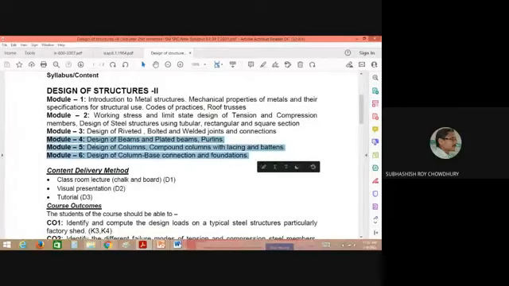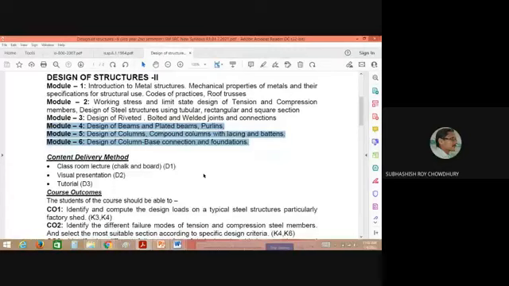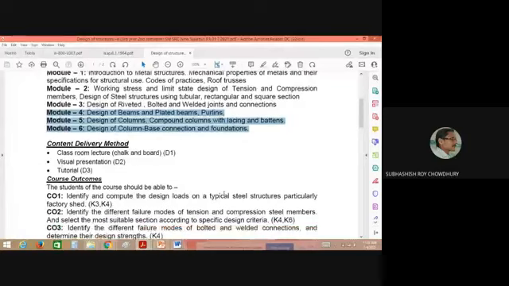In module 4, there will be design of beams and plated beams, purlin, etc. In module 5, design of column, compound column. Then module 6, design of column base connection and foundation, etc. So these are the 6 modules of this Design of Structures class. We will take it one by one. Different topics are there, we will discuss, and we'll try to complete all the topics that are there in the syllabus.